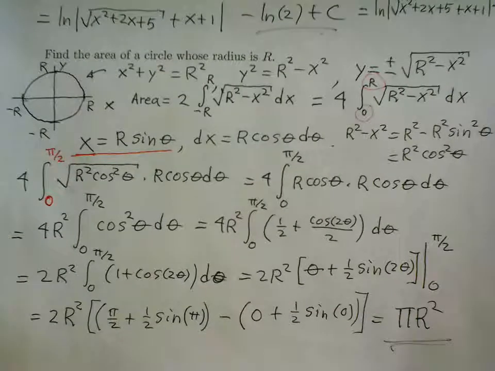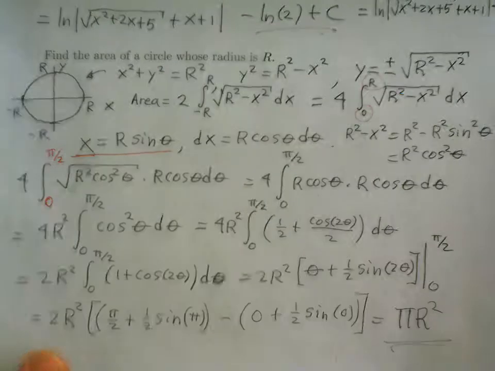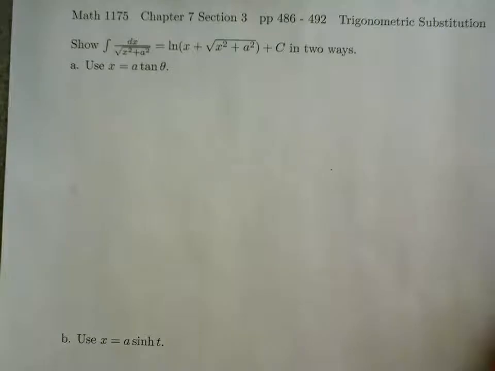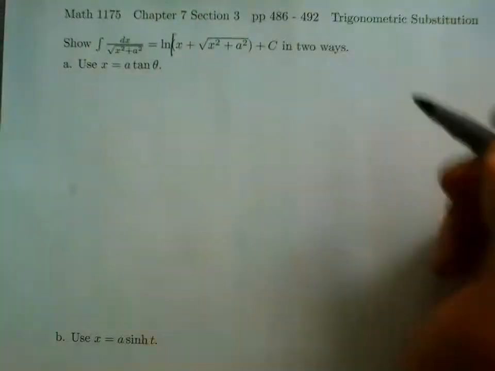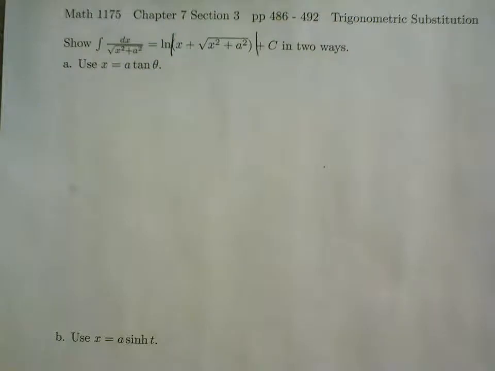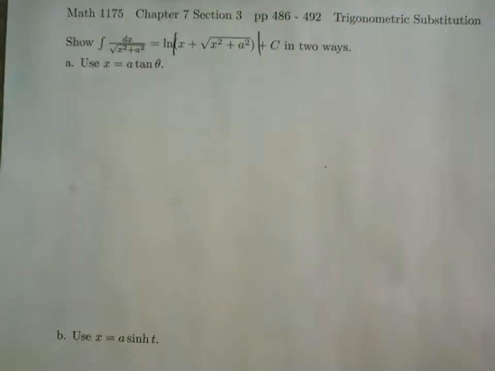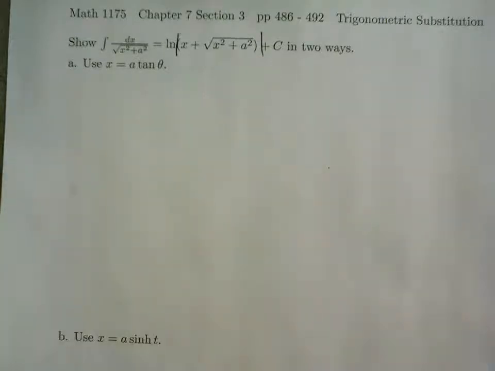Okay, the next page. So this one: show that the indefinite integral of dx over the square root of x squared plus a squared equals the natural log of the quantity x, I suppose that should be in absolute values, so the natural log of the absolute value of x plus the square root of x squared plus a squared plus a constant. In the first case, use x equals a times tangent of theta.